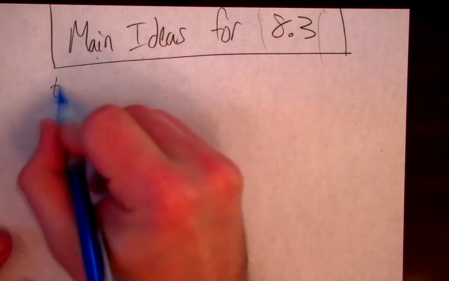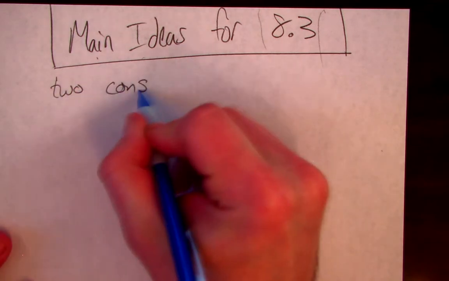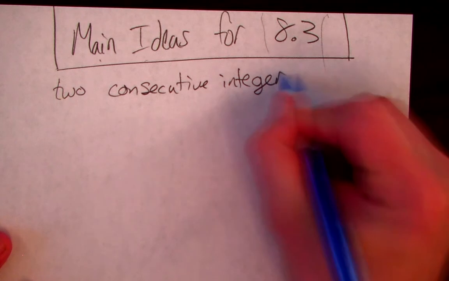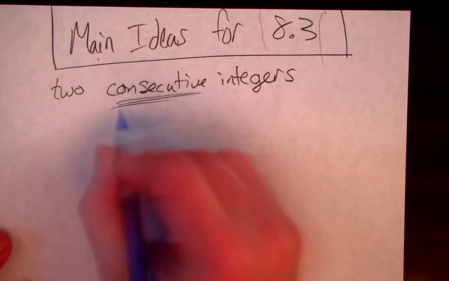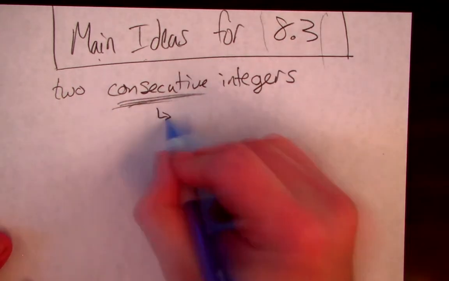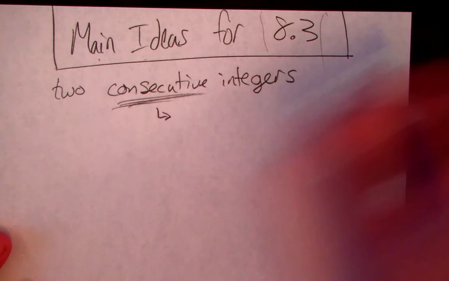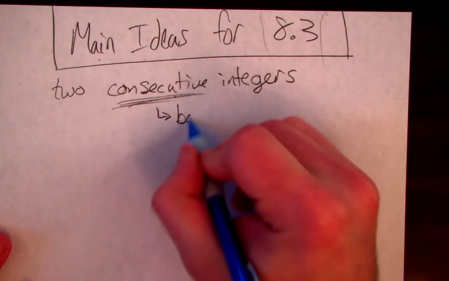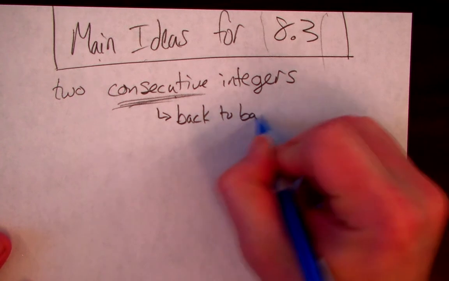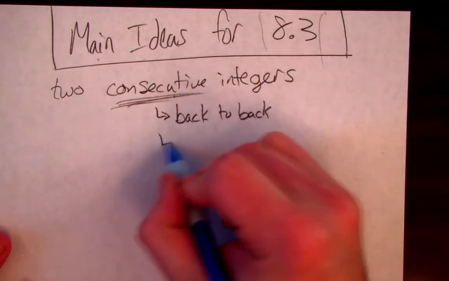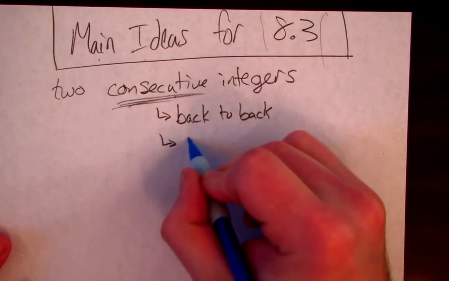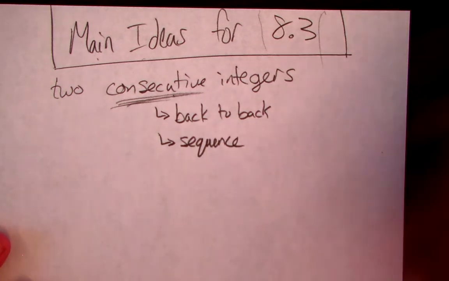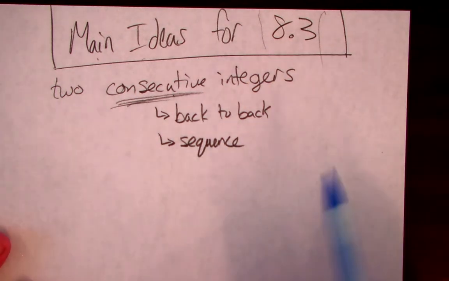So when you're talking about two consecutive integers, a lot of people get caught up on this word right here. They're not used to the back-to-back, two-time, multi-champion consecutive ideas. So it's back to back, or if you are a little bit more mathematical like myself, you can think it's a sequence, meaning it's the next one in sequential order, or it is the one directly after it.